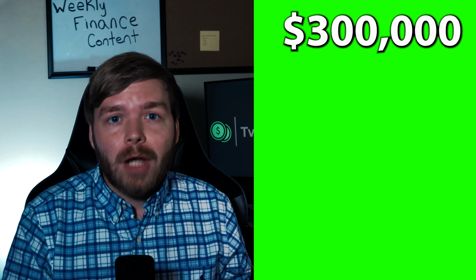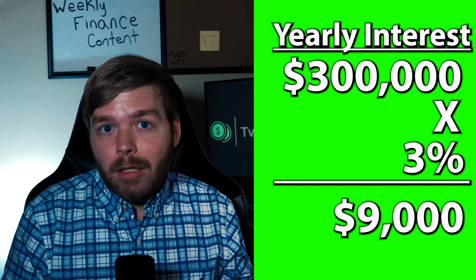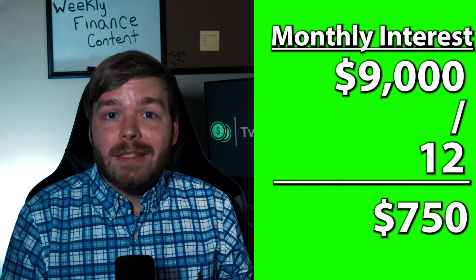So the interest rate on the loan is purely used to calculate the interest expense for that loan. So let's say you finance a new house for $300,000 at 3%. Your yearly interest expense on that loan will be $9,000, and the monthly interest expense is going to be $750.